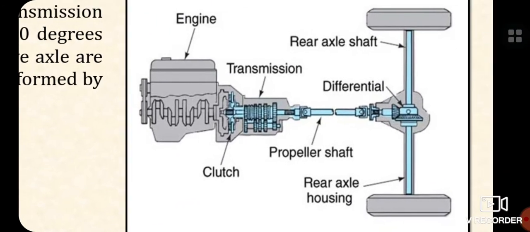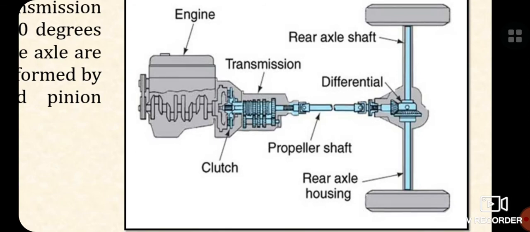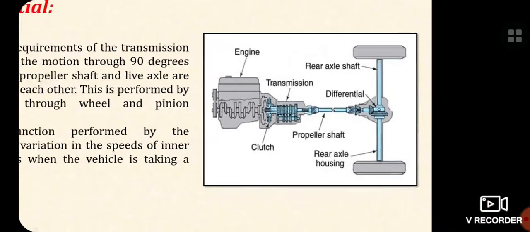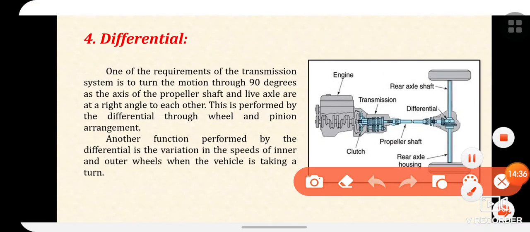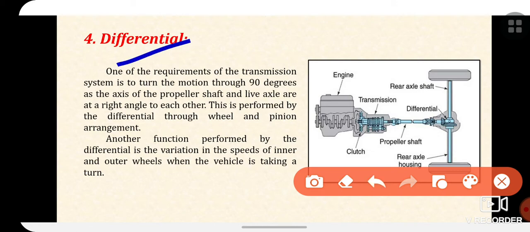So here in this picture you just observe, this is the differential gearbox on the rear axle shaft that is connected with the propeller shaft. What is mentioned about the differential: the inner and outer wheels of the moving vehicle do not always rotate at the same speed because of the road conditions, and especially when the vehicle has to take a turn. At that time the inner and outer wheels move along curved paths.